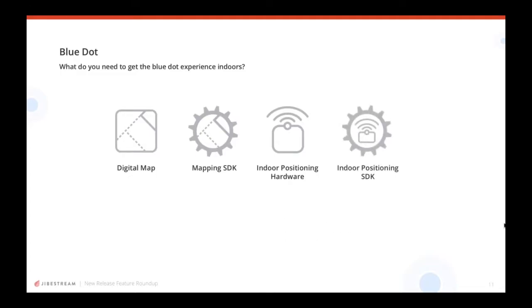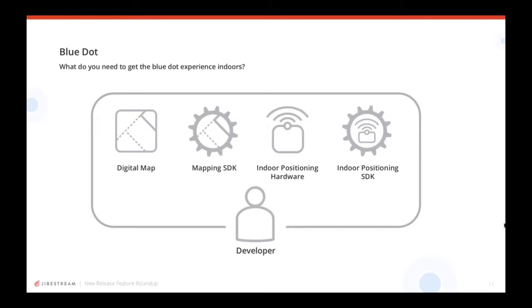Okay. And the last thing you need is an indoor positioning SDK. What the indoor positioning SDK does is it takes the readings from the hardware and converts it into a latitude and longitude that can be rendered onto a map eventually. Indoor positioning SDKs can also be used to combine multiple types of hardware into readings. So you can take things like Bluetooth and Wi-Fi and combine them all into one reading for maximizing the accuracy. And lastly, you will need a developer to put it all together. So a developer working alongside Jibestream would take all these components and eventually build out the use case that you would need to do Blue Dot indoors.